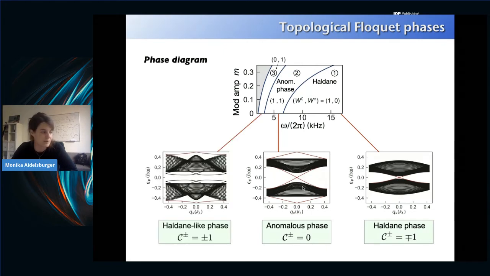And then if we decrease the modulation frequency even further, we enter another Haldane type regime where again the Chern number of the band is plus and minus 1, but now we have had a gap closing point around 0 energy, which had eliminated the edge mode that we had originally at 0 energy.